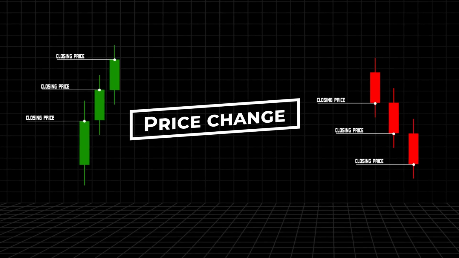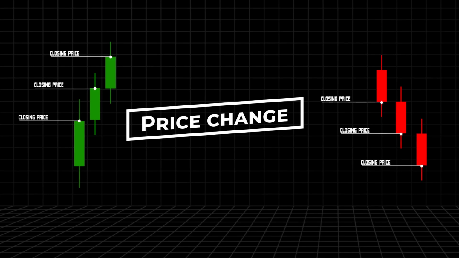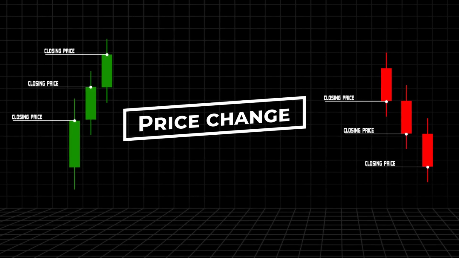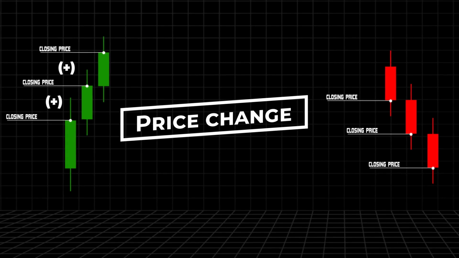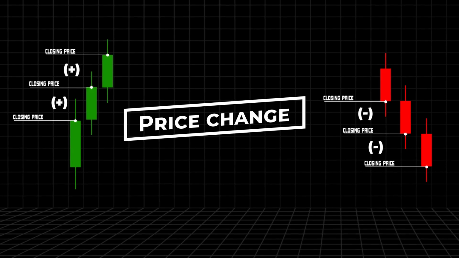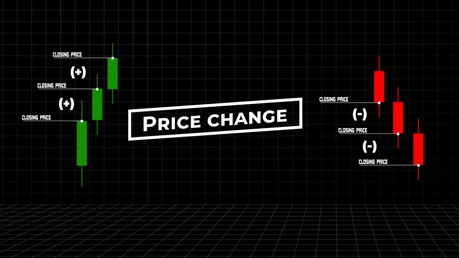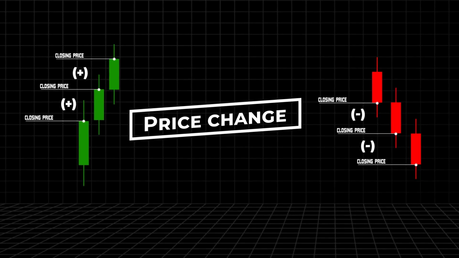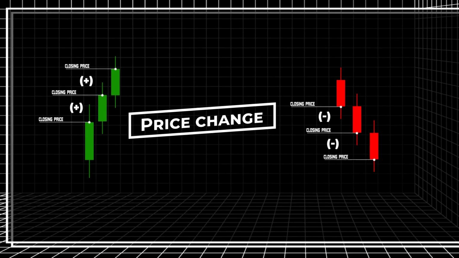Price change. The change refers to the difference between today's closing price and yesterday's closing price. When this difference is positive, it means demand is outpacing supply. The buyers are in control. When the difference is negative, it signals that supply exceeds demand and the sellers are dominating the market. This change between closing prices is one of the most widely used indicators in finance. It gives traders and investors a quick read on the short-term trend of an asset.